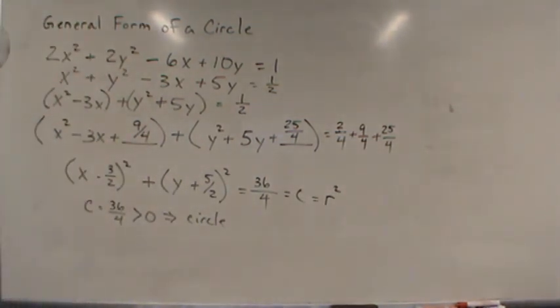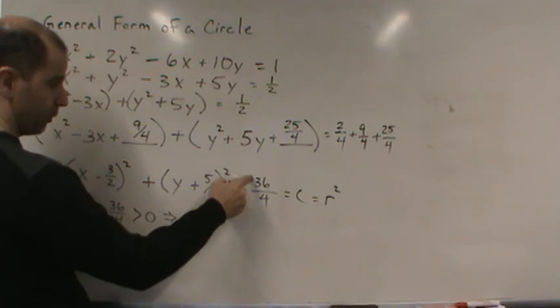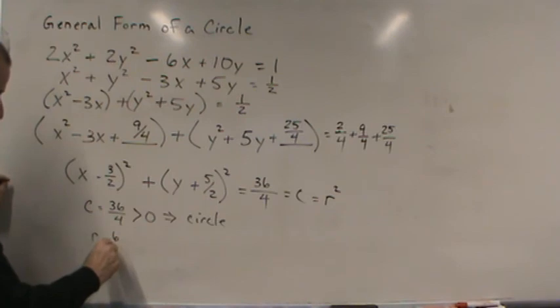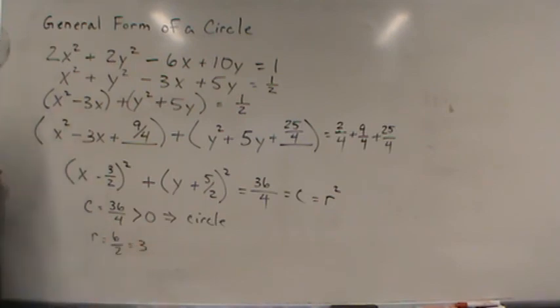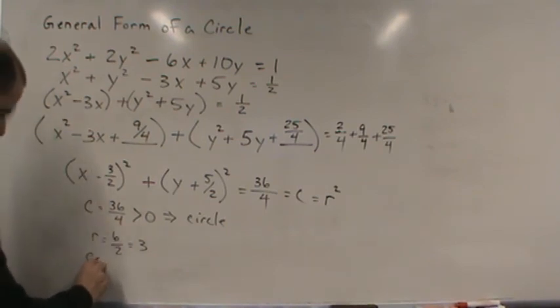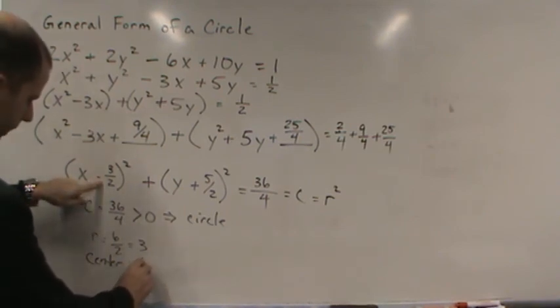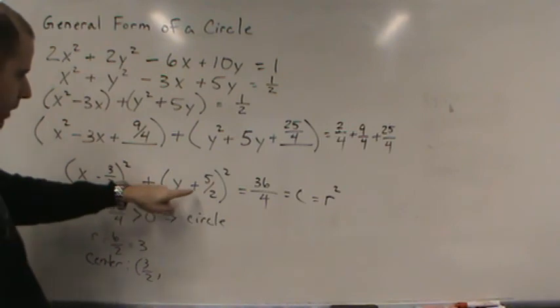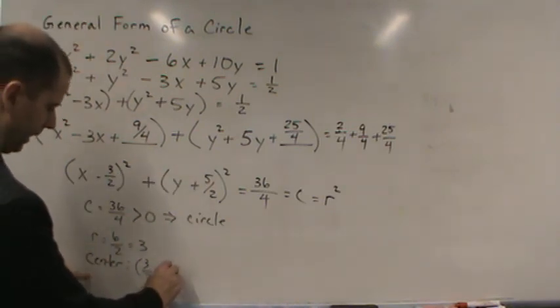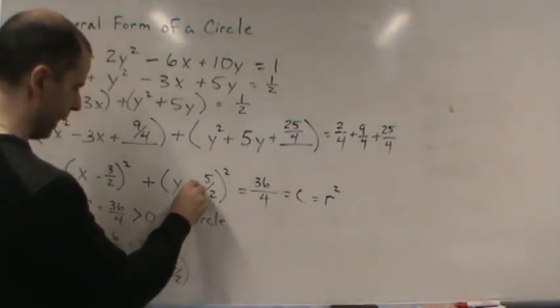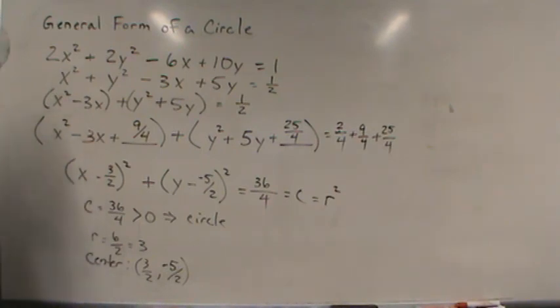Okay, now, where's the radius? So the radius is the square root of this thing. So the radius is going to be what? It's going to be 6 halves, or 3. So the radius is 3. And where's the center located? The center is located at 3 halves, comma, negative 5 halves. Okay, and if you don't see it's negative, remember we got to have this as a minus. So minus a negative. Okay? And that's it, we're done.